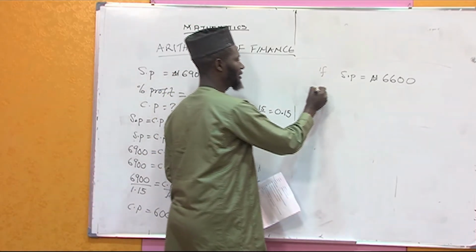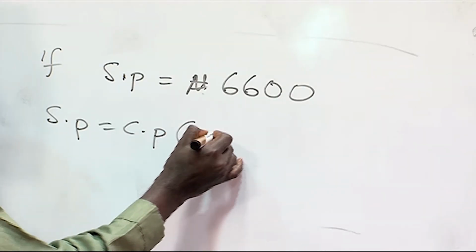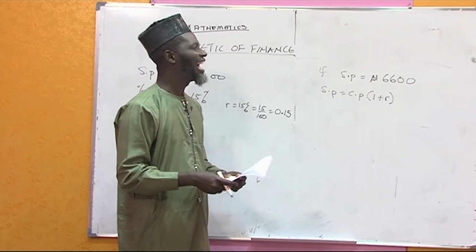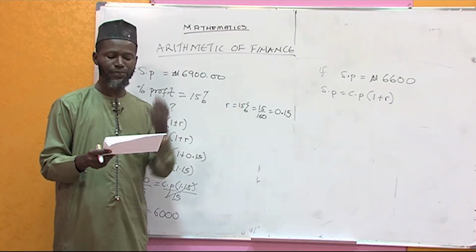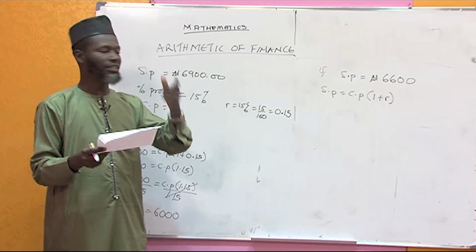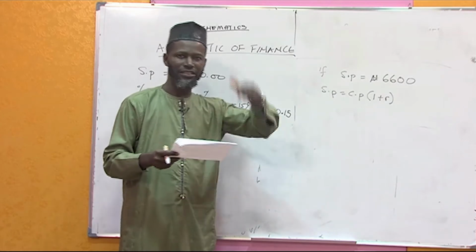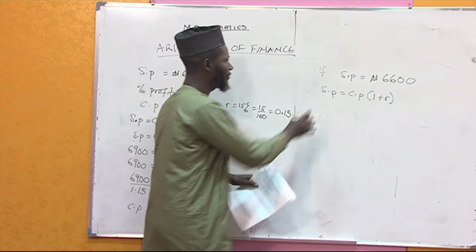So we know that selling price is equal to cost price into bracket 1 plus R, because they are talking in terms of percentage profit. Assume that what they asked us was to calculate his percentage loss, then this one would have been negative. But the question says calculate his percentage profit, so definitely this one is plus. So let's substitute.